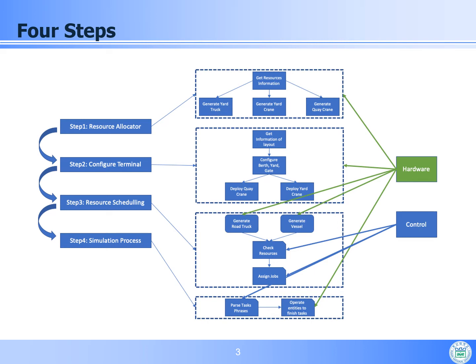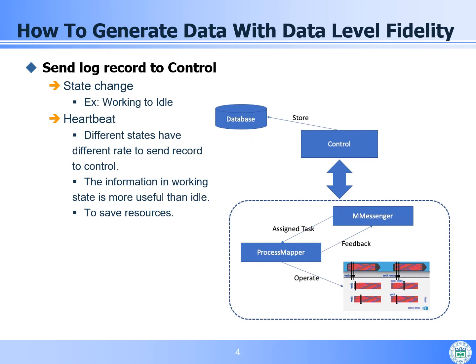Then we need to schedule those equipment and assign jobs to make them work properly. At last, we will process them to work together to generate the data logs. During the simulation process, control will receive the logs from different equipment and store them in a database.